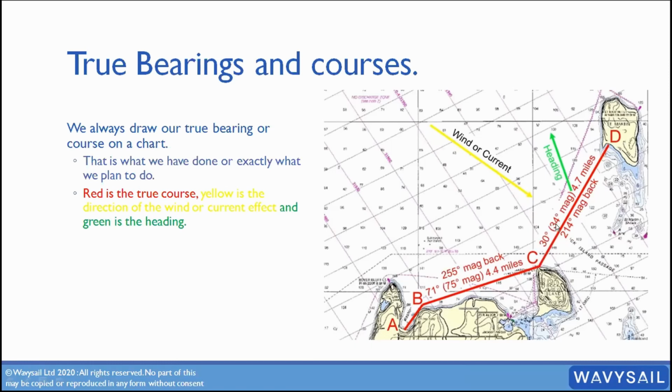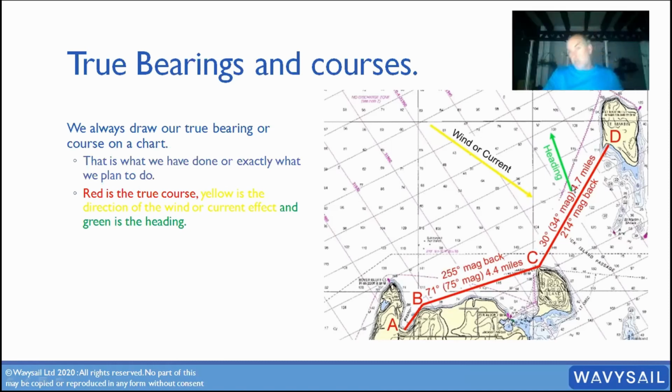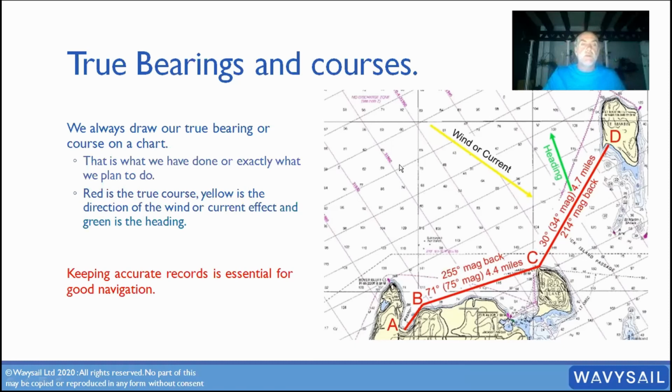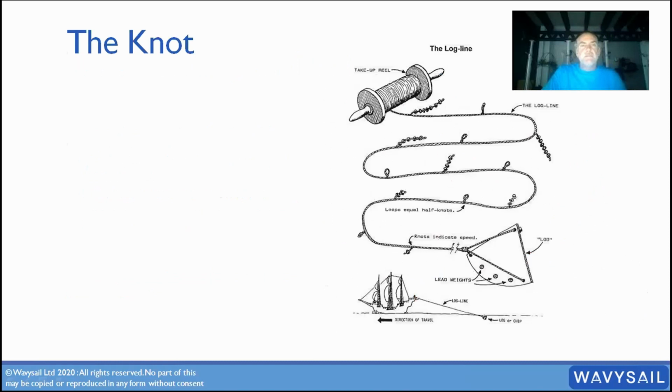His heading will be like that, but he'll actually be crabbing sideways as he goes across there, because the current will be pushing him down. So he's having to counter with the current by changing his heading. And then you can work out all the distances and all that sort of thing, which we'll look at. So keeping accurate records is essential for good nav. You need to know what the current's doing to you. You need to know what the wind's doing to you. Therefore, you can navigate and plan correctly. Okay, and we'll go deeper into that later in the courses.